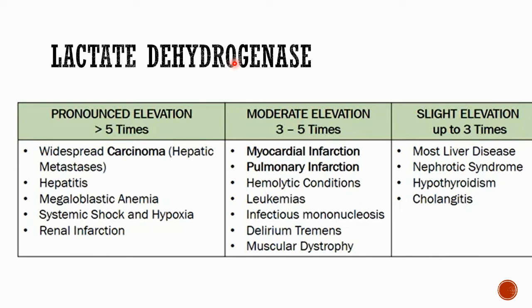So, pronounced elevation, kapag 5 times more ang LDH in the blood, it could mean widespread carcinoma, hepatitis, megaloblastic anemia, systemic shock, and hypoxia or renal infarction. Kapag 3 to 5 times naman ang elevation, it could mean myocardial infarction, pulmonary infarction, hemolytic conditions, leukemias, muscular dystrophy. Pag slight elevation naman, 3 times or less lang, it could mean liver diseases, nephrotic syndrome, hypothyroidism, and cholangitis.